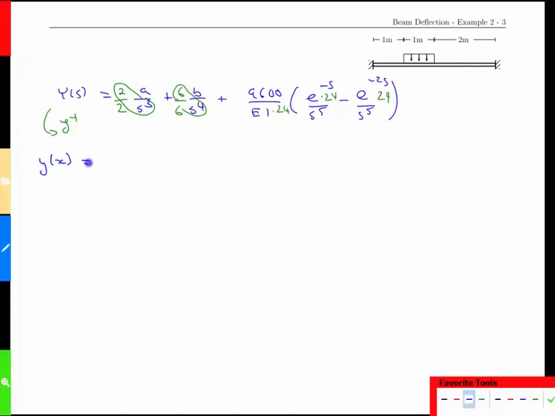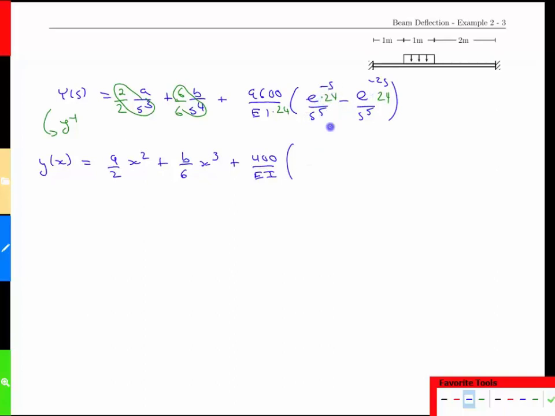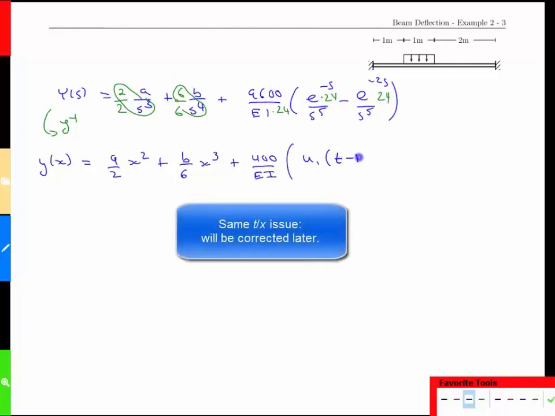Y of x is going to be a over 2 x squared plus b over 6 x cubed plus the transform of these terms. The leading coefficient is 400 over EI, 9600 over 24. And then each of these terms have exponentials which lead to step functions. So e to the negative s is u1, and this would be a transform of t to the 4, but it'll turn into t minus 1 to the power of 4.